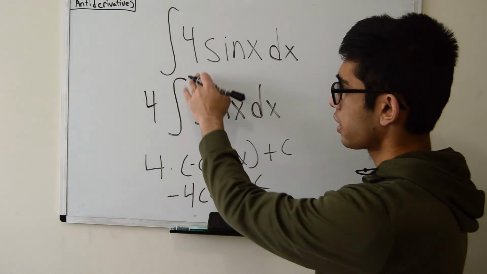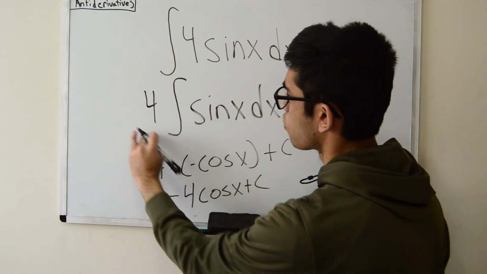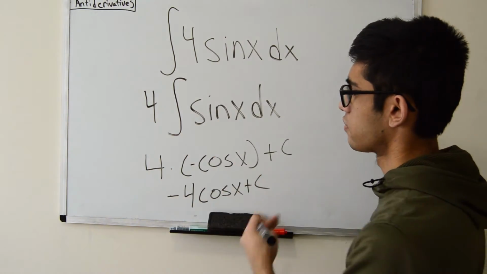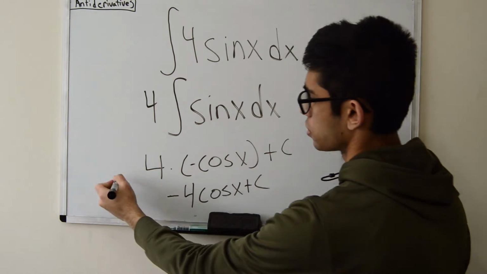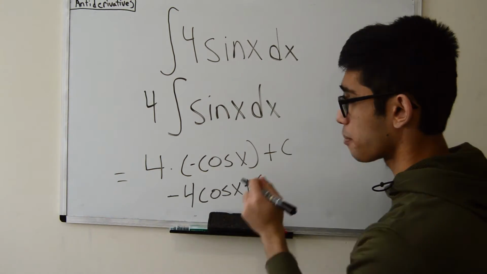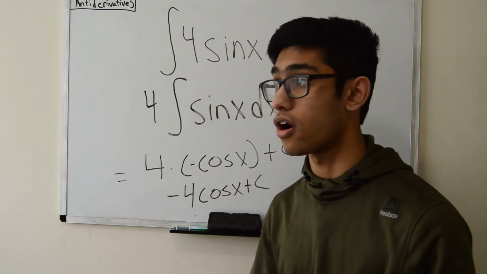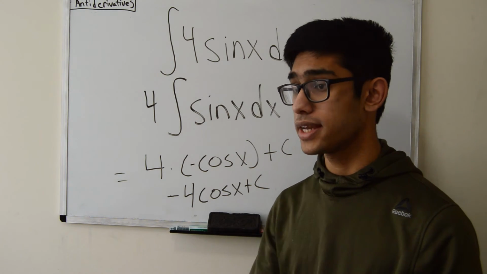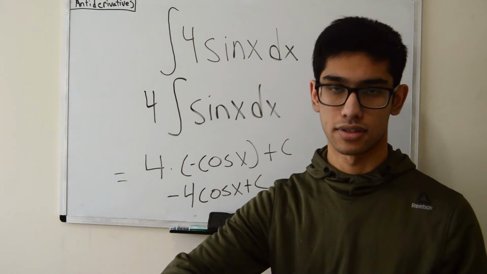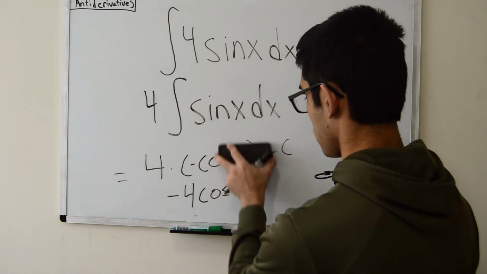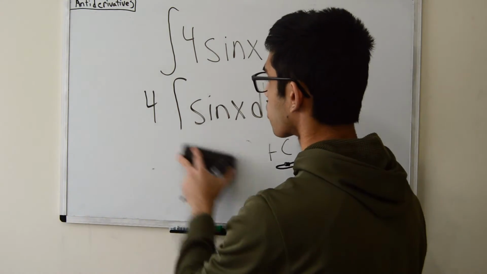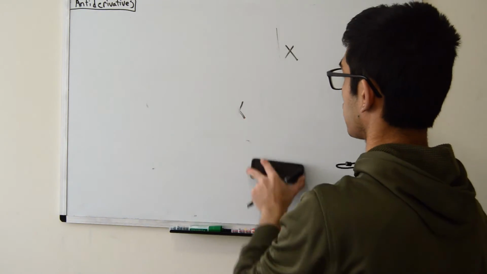Hopefully you followed that. I couldn't do 4 sine x directly, I just brought the 4 out, and then I integrated sine of x just as I usually would. And again, remember that plus c, because whenever we differentiate, constants disappear. So if we're anti-differentiating, we bring back the constants. Simple as that. Now that we know that, I'll show you one more property of integrals for this video.